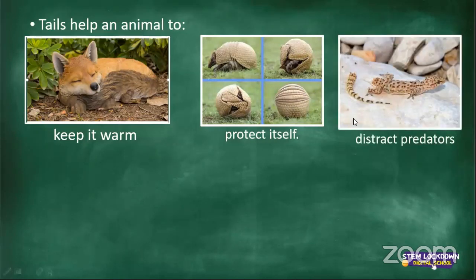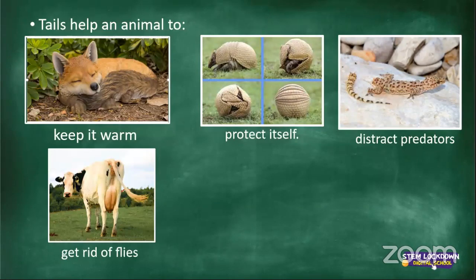A tail can also help to distract predators. Remember we said a lizard or a gecko, when he gets a fright or when he thinks he's in danger, will lose its tail. And the tail still has muscles inside of it that will keep on moving so that the predator thinks that he's going to go after that, and then the gecko or the lizard makes a getaway.